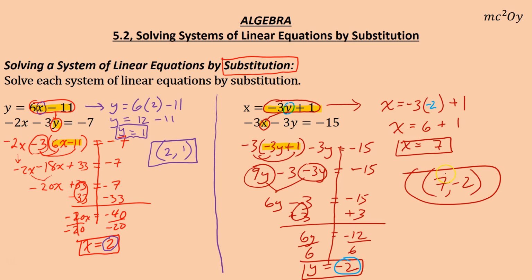And if I substitute 7, negative 2 in, so negative 2 for y, negative 3 times negative 2 is 6, plus 1 is 7. And then substitute x is 7, so that's negative 21 right here. Y is negative 2, that's positive 6. Negative 21 plus 6 is negative 15. So both of those check out.